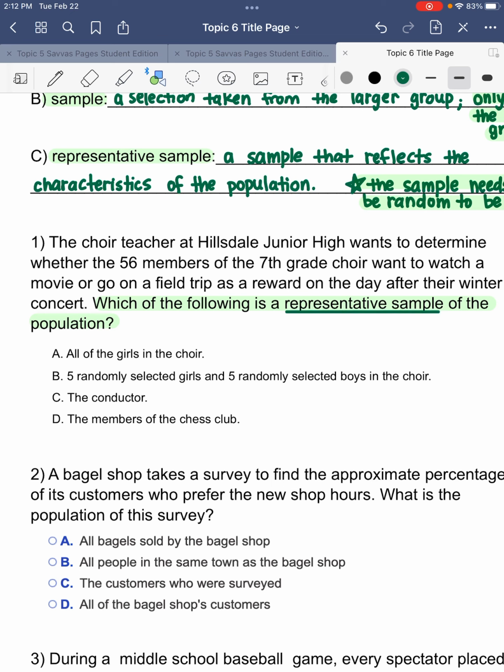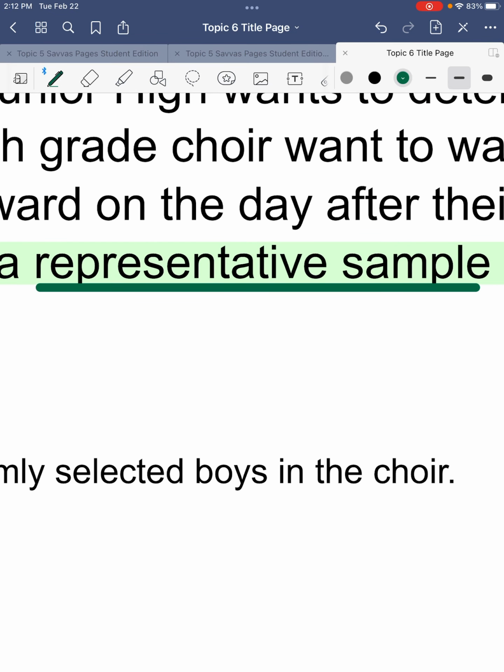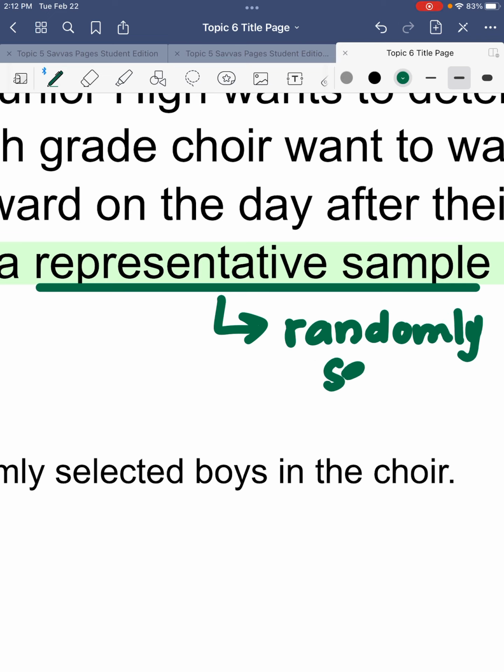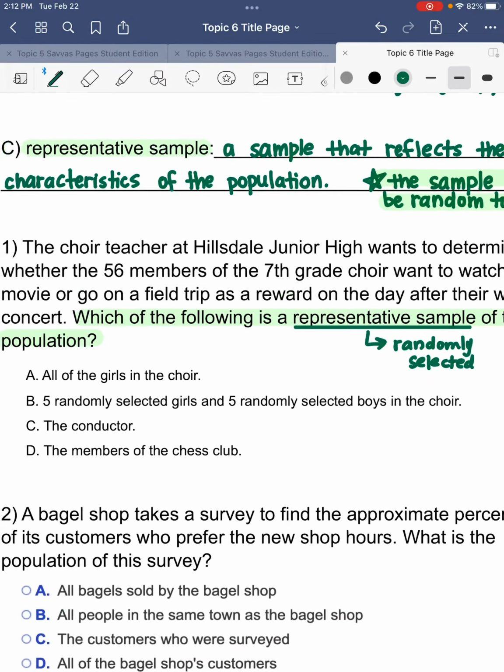Remember, in order for a sample to be representative, it has to be randomly selected. So I'm going to even make a note of that. So it needs to be randomly selected. And that means that everyone, the whole population, everyone in that population has an equal chance of being selected, right? So let's look at our answer choices.